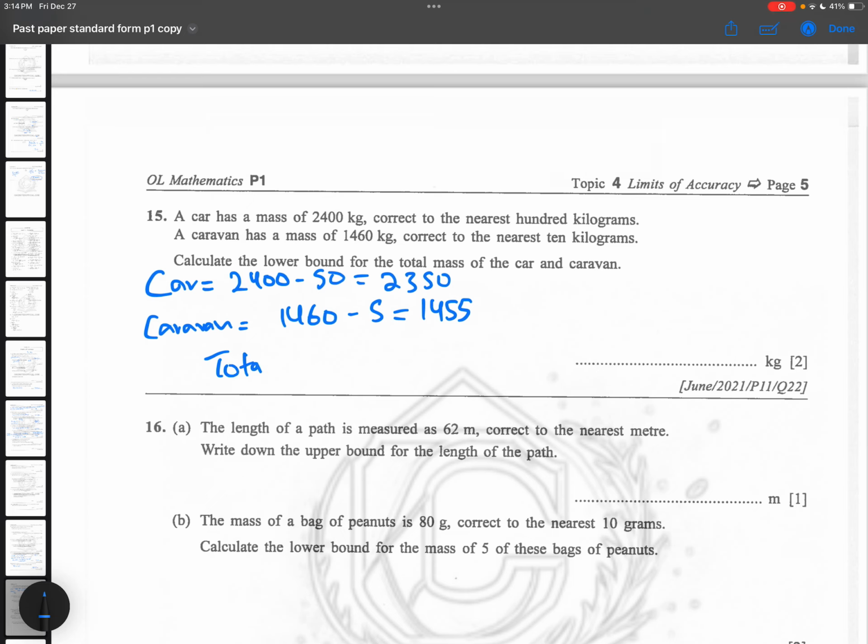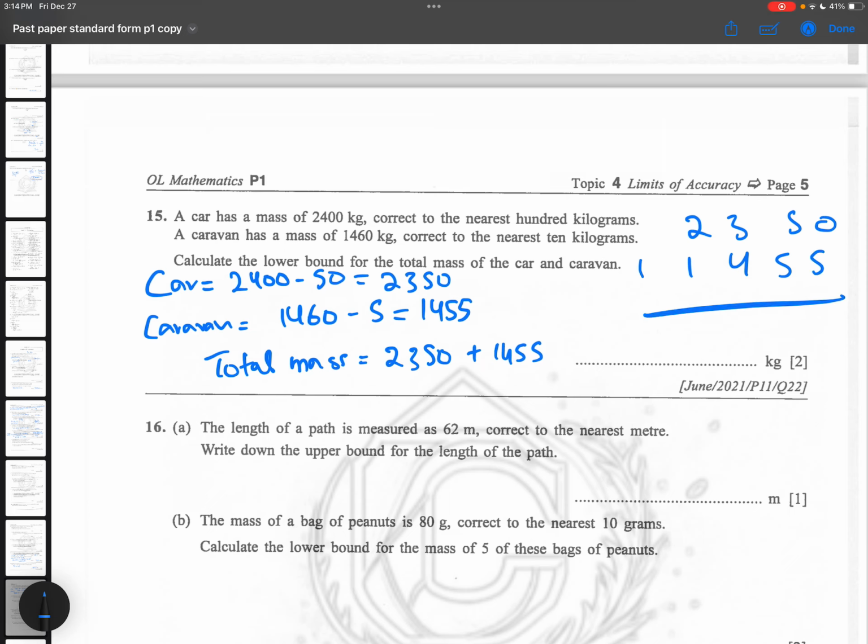And the total mass will be, now we will add 2350 and 1455. So this will give me 0 plus 5 is 5, 5 plus 0 is 5, 4 plus 3 plus 1 is 8, 2 plus 1 is 3. This will give me the total mass of 3805 kilograms.